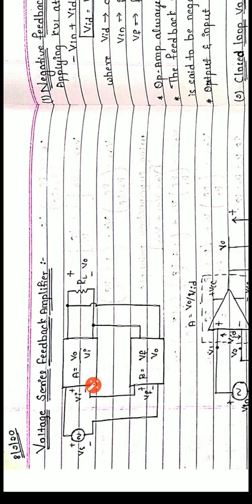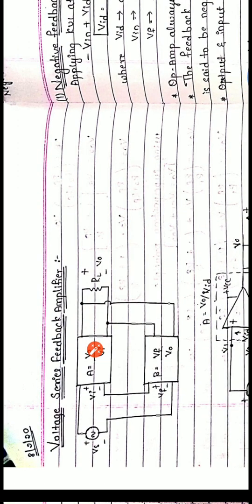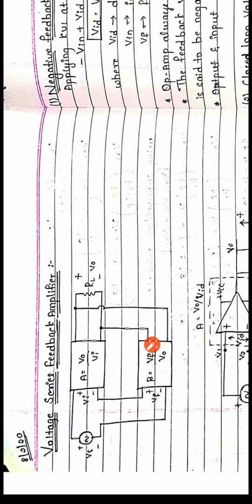Vf is the feedback signal, Vs is the source signal, and V0 is the output signal. A is the gain of the basic amplifier, beta is the gain of the feedback network. So here, without feedback, the gain of the amplifier is V0 by Vi, that is A. With feedback, the gain of this amplifier is V0 by Vs.